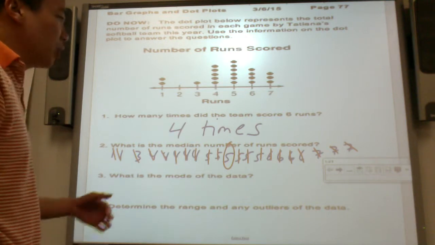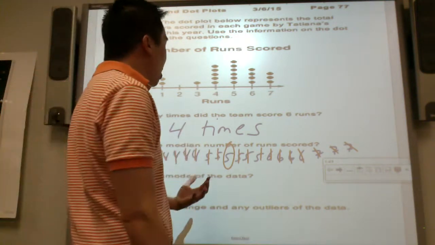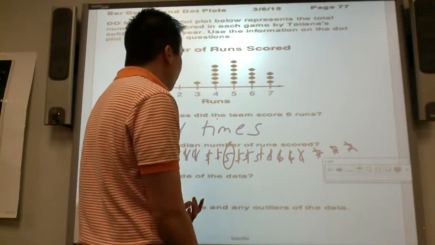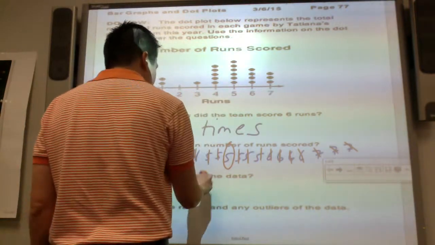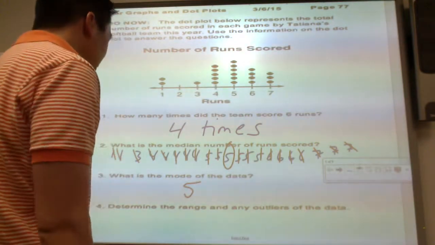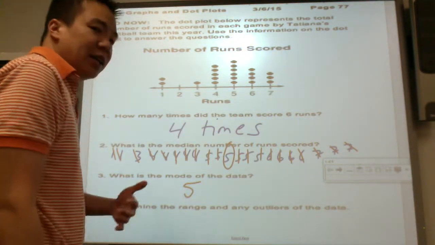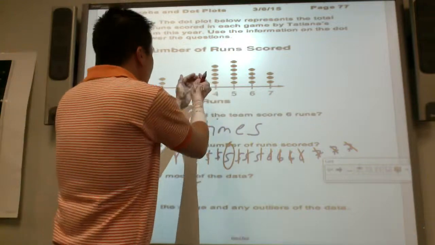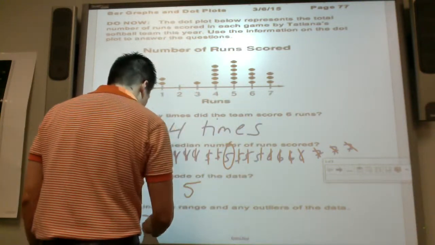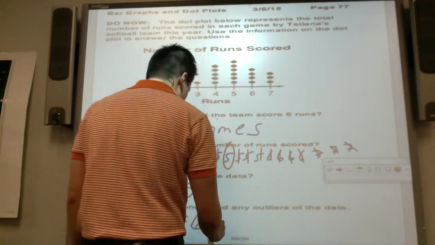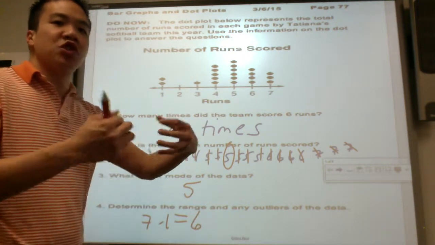What is the mode? What number did you see most common, most repeated? The value that you see most often is 5. There's 6 of them. Determine the range. Range is the spread. How spread out is it? It started at 1, it ended at 7, so 7 minus 1 is 6. So the range is 6. That's how much is spread.